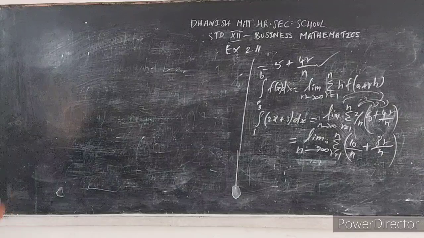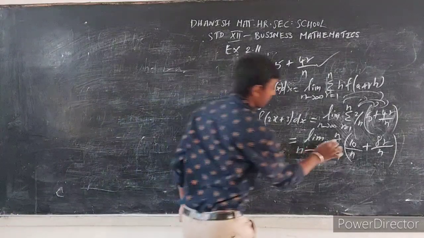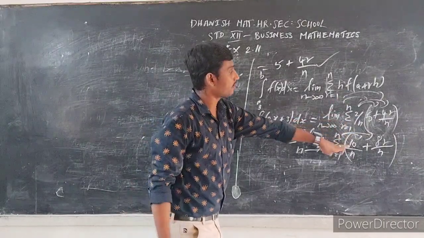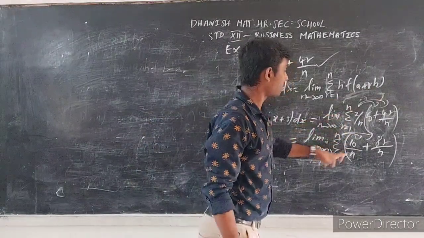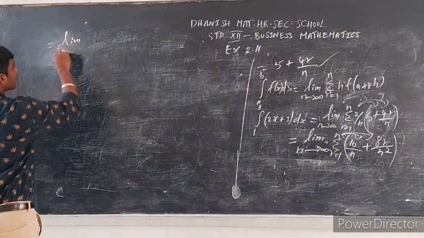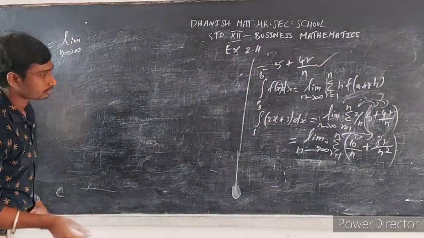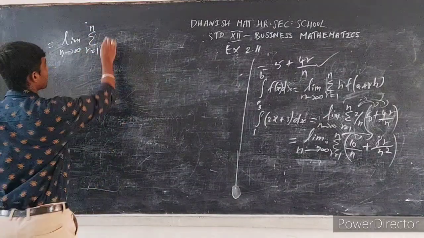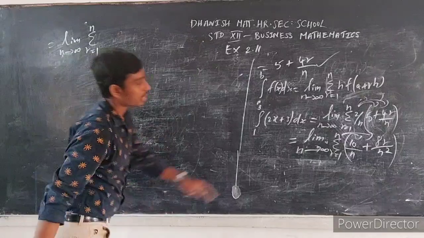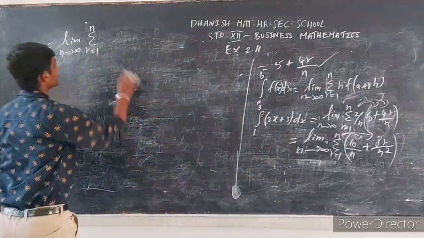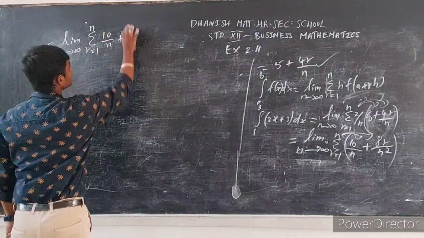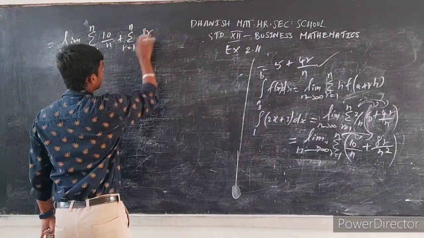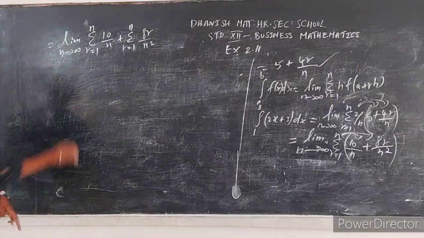So next step, first we multiplied this 2 by n. The next step, we are going to multiply these terms with the summation, limit n tends to infinity, summation r equal to 1 to n. Here we are getting this summation. I am going to multiply this summation into two terms. Let's write this: 10 divided by n, plus summation r equal to 1 to n of 8r divided by n.